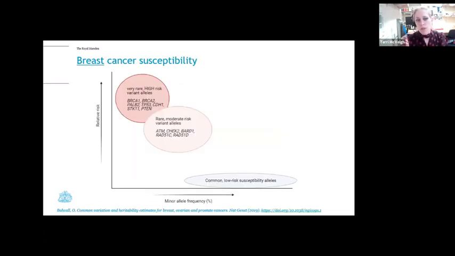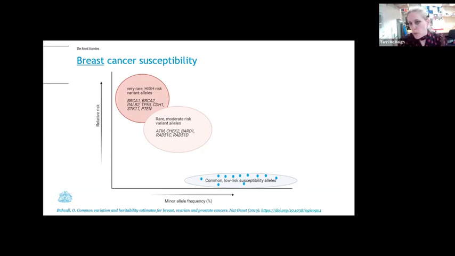Let's think of a few examples here. If we consider breast cancer predisposition, hopefully everyone in this audience will be familiar with the BRCA1 and BRCA2 genes, and variants within these genes are generally high risk, and they're pretty rare, although not as rare as we once thought they were. Conversely, you've got moderate risk genes, or moderate risk alleles, sorry, like variants in things like ATM, CHEK2, etc.